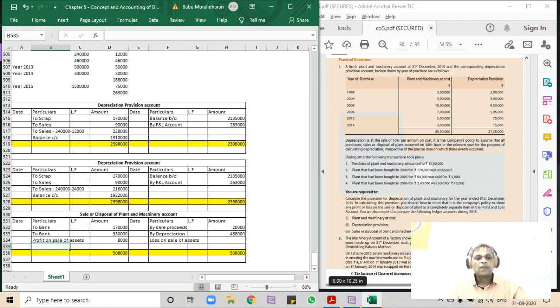Otherwise, if we go with the normal flow, 12,000. So we have to take depreciation as 4,88,000 based on this method. 4,88,000. That will lead to profit on sale of asset of 8,000 rupees. Hope this is clear, right?